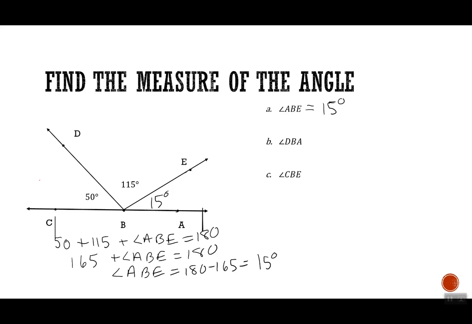So question 2, or I could call it B, says DBA. So if I look, I have D, comes down to B, and goes over to A. So notice that takes the 115 and the 15. So we're adding these together. It says I have 130 degrees. Similar to that, let's look at CBE. So C starts on the left, goes over to B, which is my vertex, and up to E. So this also is a combination of two angles, but this time it's 50 and 115. That together gives me 165.